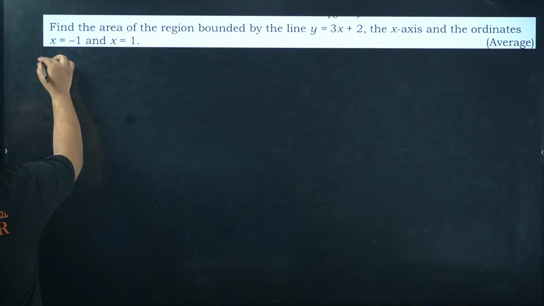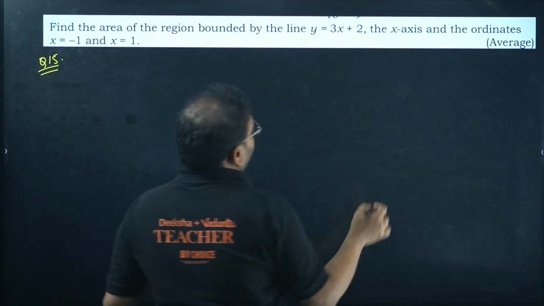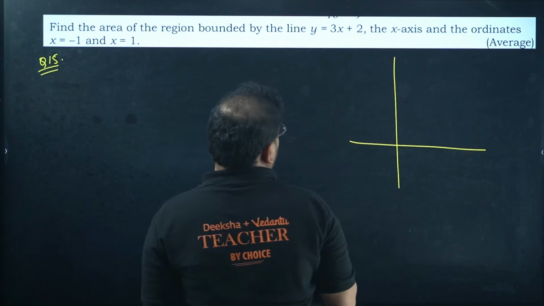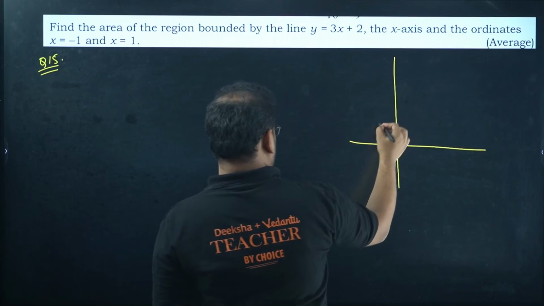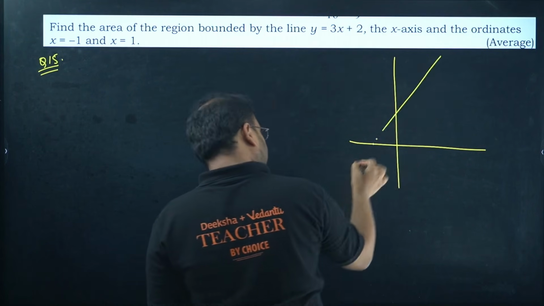Question number 15 now. Find the area of the region bounded by the line. Draw the line first. When x is 0, y is 2; when y is 0, x is minus 2 by 3. This is the curve.